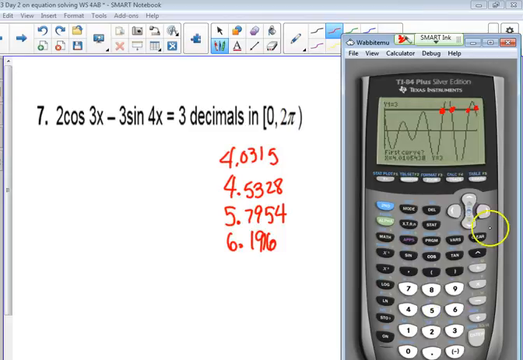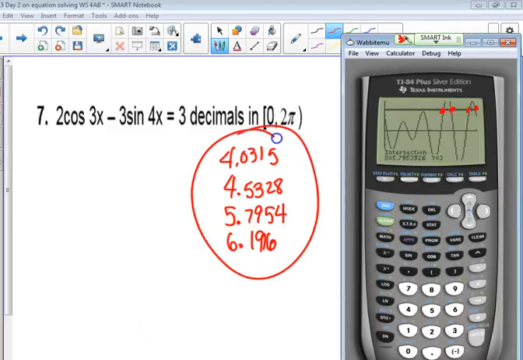Intersection. No, shouldn't be. Did it say intersection or was it still on guess? It has to say intersection or you haven't hit enter enough times. Okay, go back to your equation. You have to have something typed in wrong. 2 cosine 3x. Okay. All right, we're good, guys?